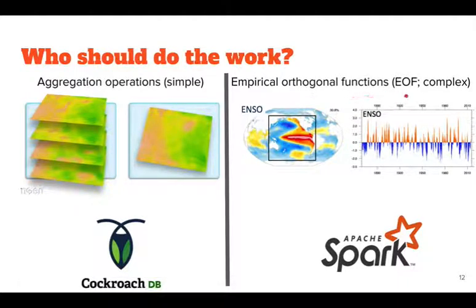So if we take the EOF example again, not only is it a more complex computation, but it's also not as heavy on the write side. So what I mean by this is that in the end, the output for an EOF is just a subset of one single map or one single raster and then a time series. So it's not that much to write and store on the database, and so this is another reason why it's more efficient to do these sorts of computations in Spark.